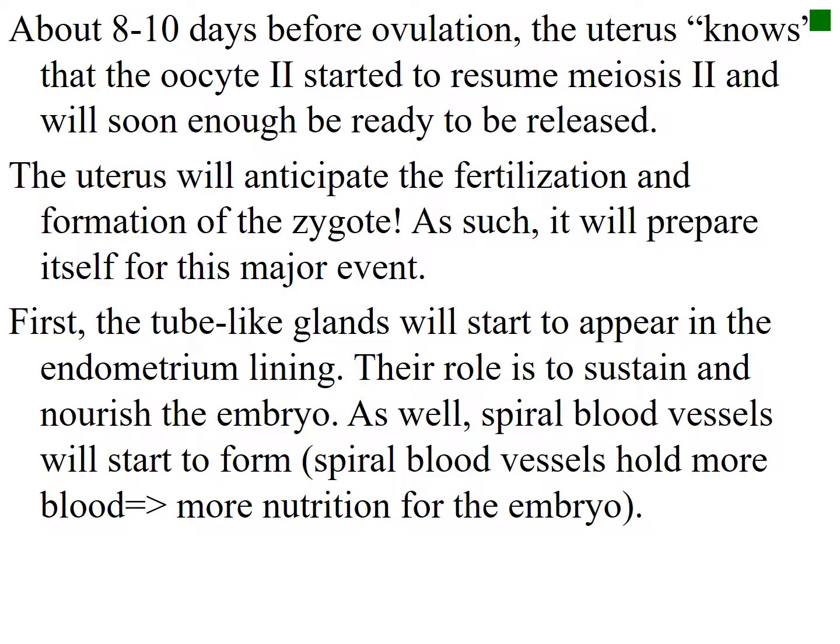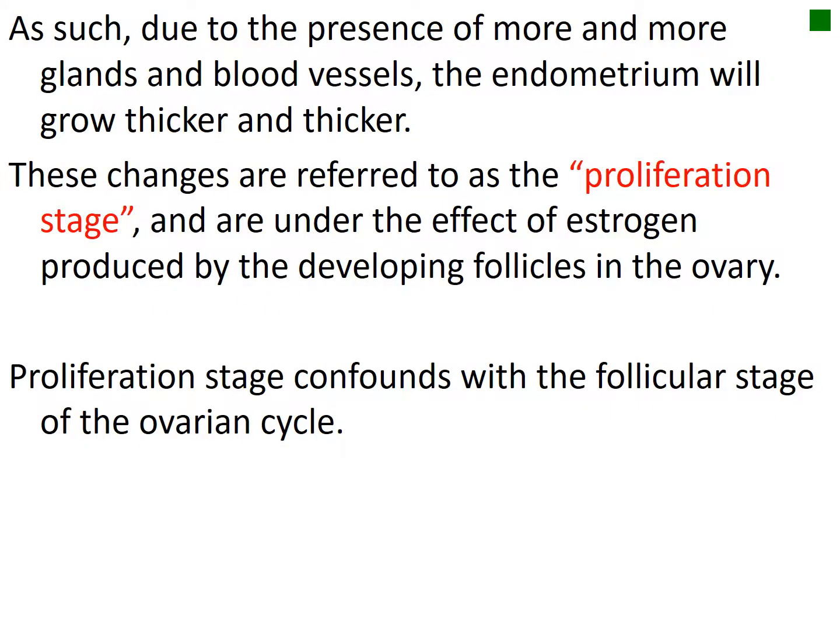First, the tube-like glands will start to appear in the endometrial lining of the uterus. Their role is to sustain and to nourish the embryo. Spiral blood vessels are going to form. They are going to hold more nutrition for the embryo. With the presence of more glands and more blood vessels, the endometrium is going to grow thicker and thicker.